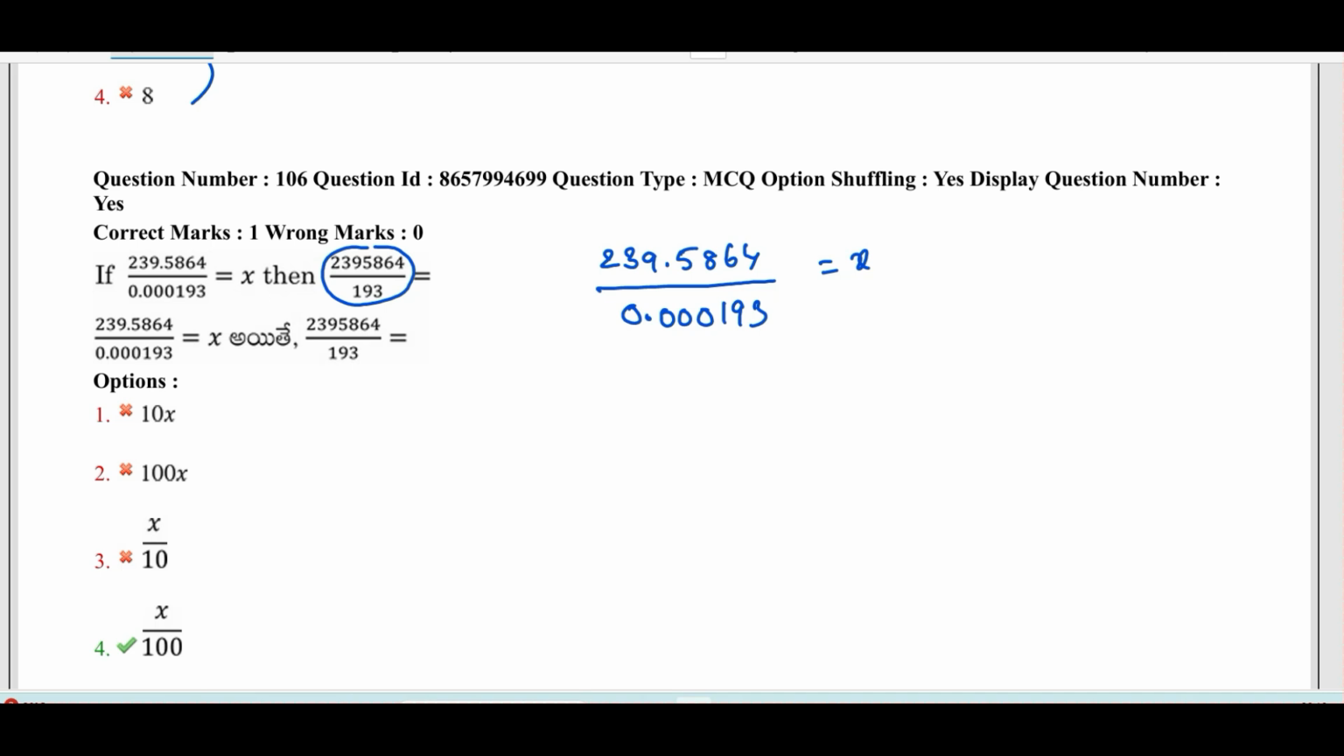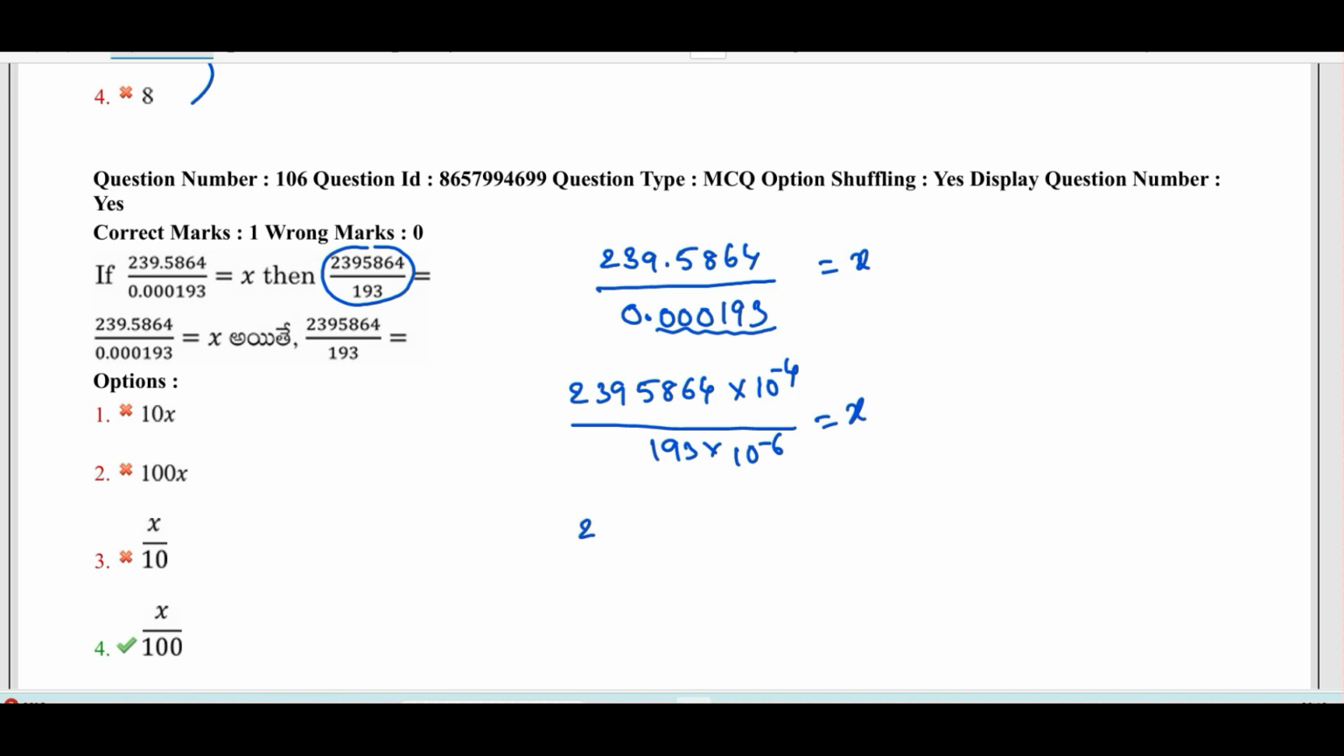నేను దీన్ని ఏం చేస్తున్నాను? డెసిమల్ పాయింట్ లేకుండా ఎక్స్పోనెంట్ ఫామ్ లో రాసే ప్రయత్నం చేస్తున్నాను. డెసిమల్ పాయింట్ తర్వాత ఎన్ని డిజిట్స్ ఉన్నాయి? 4 డిజిట్స్ ఉన్నాయి కాబట్టి న్యూమరేటర్ లో డెసిమల్ పాయింట్ రాయట్లేదు, 2395864 అని రాసేసుకొని, డెసిమల్ పాయింట్ తర్వాత 4 డిజిట్స్ ఉన్నాయి కాబట్టి దీన్ని 10⁻⁴ గా రాయొచ్చు. అలాగే దీంట్లో డెసిమల్ పాయింట్ లేకుండా మనం 193 అని రాసేసి, డెసిమల్ పాయింట్ తర్వాత 6 డిజిట్స్ ఉన్నాయి కాబట్టి 10⁻⁶ గా రాయొచ్చు. దిస్ ఇస్ ఈక్వల్స్ టు x.